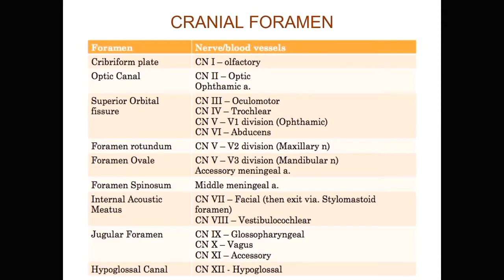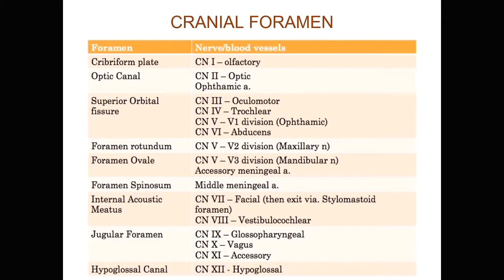Next is going to be your foramen rotundum. So this is your round foramen. Rotundum means round. And this houses the maxillary nerve, which is your V2 or 5-2, your trigeminal V2 division. So this is your maxillary nerve that exits through there.